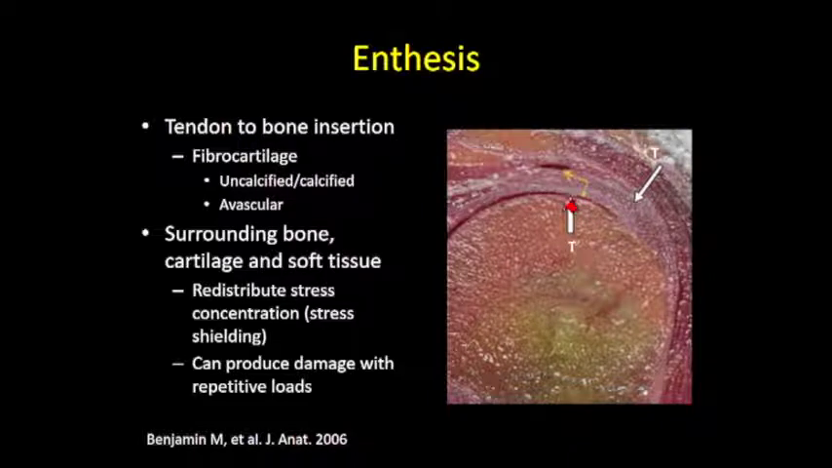And this has the property of redistributing the stress load on the tendon, actually producing a property known as stress shielding, whereby the tensile load on the tendon is actually reduced by compressive forces along these convex surfaces. So that can be protective to some extent, but it also can produce tendon damage, as we'll talk about in a few minutes, by continuous repetitive loads.